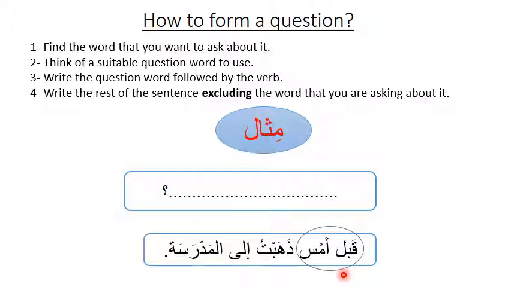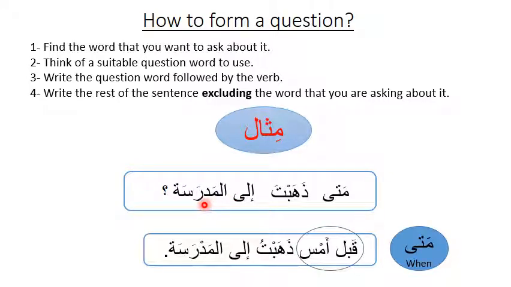We need to determine which question word is suitable to ask about the time. What is "when" بالعربي? متى. ممتاز. So we are going to write the question word متى followed by the verb and then the rest of the sentence. So your question should look like that. متى, when. ذهبت, you went. إلى المدرسة. And then علامة استفهام, question mark at the end of the question. You need to remember that you don't write again the word that you are asking about. And remember that the question mark in Arabic looks to the question, not the other way around.